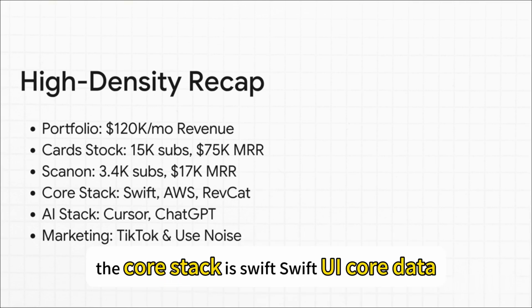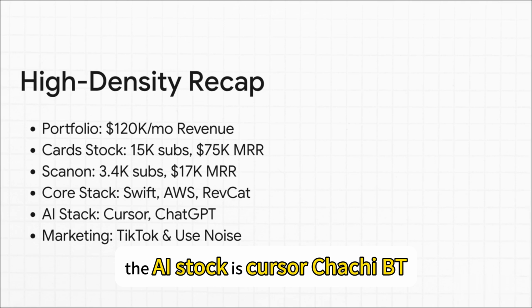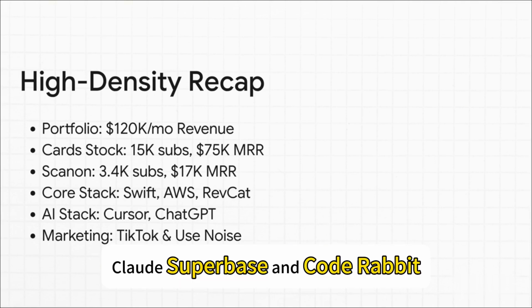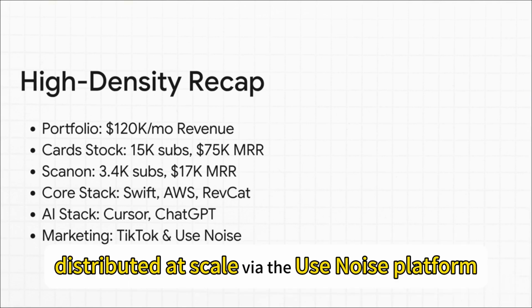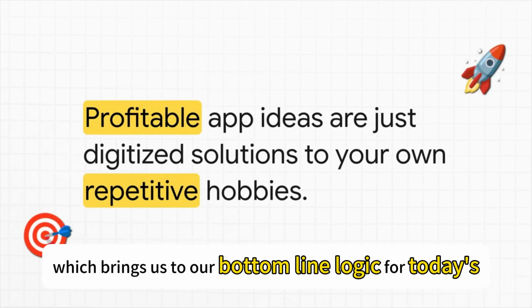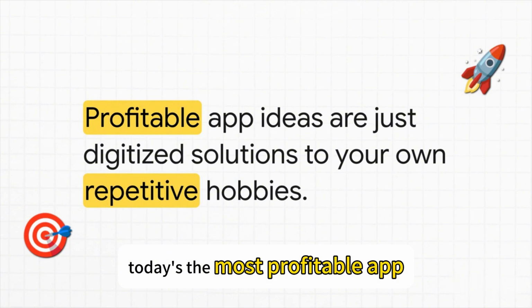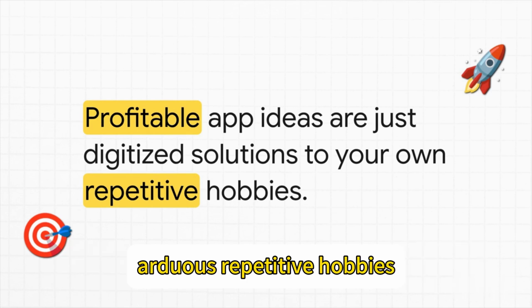The core stack is Swift, SwiftUI, Core Data, AWS EC2, and RevenueCat. The AI stack is Cursor, ChatGPT, Claude, Supabase, and CodeRabbit. And the entire marketing pipeline relies on TikTok slideshows distributed at scale via the UseNoise platform. Which brings us to our bottom line logic for today's explainer. Today's takeaway: the most profitable app ideas are just digitized solutions to your own slow, arduous, repetitive hobbies.